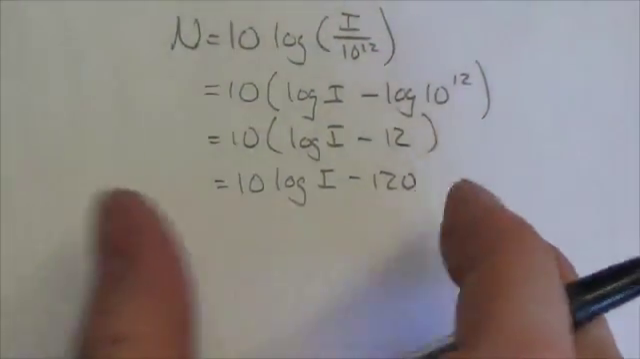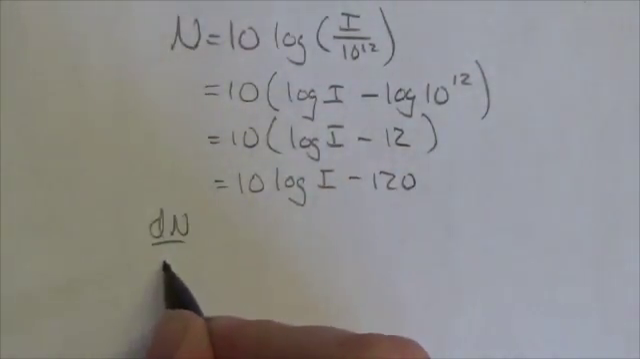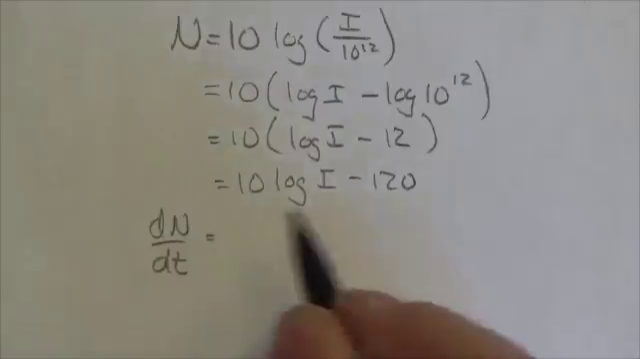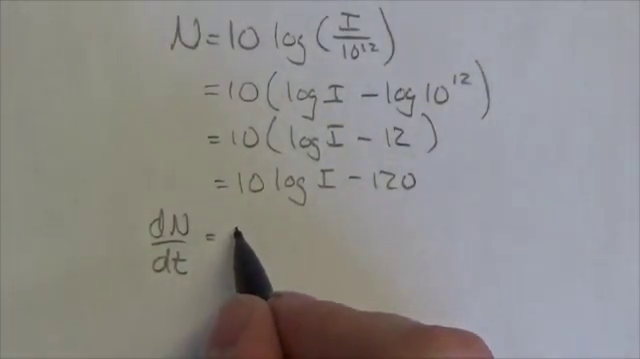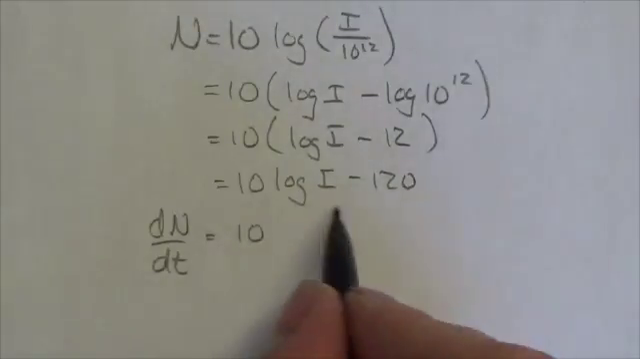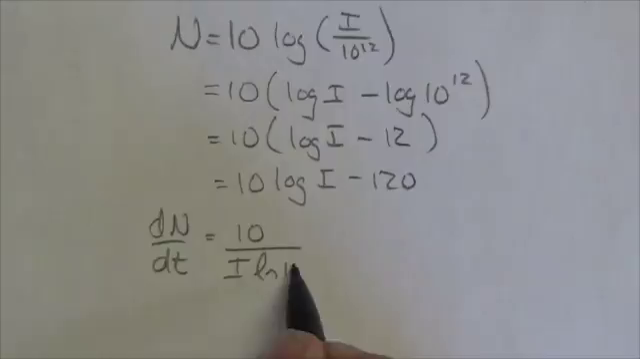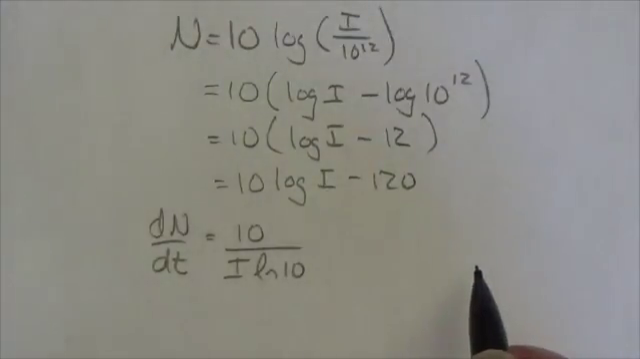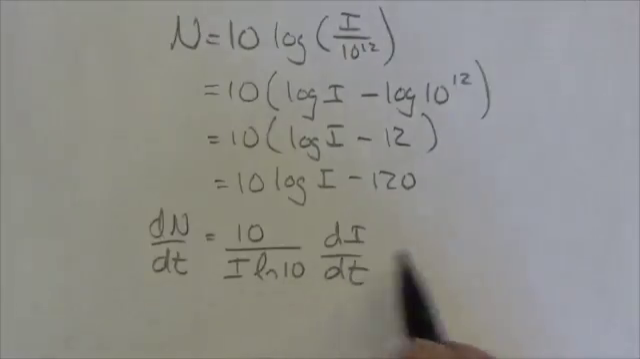Okay, so now I'm going to take the derivative of this. So dn by dt, which thankfully is what we're looking for here, is going to equal 10. Now the derivative of that log is going to be 1 over I times the natural log of the base, which is going to be 10. And then I'm going to multiply by di by dt.